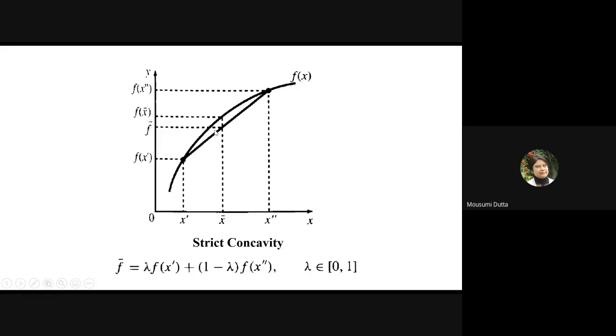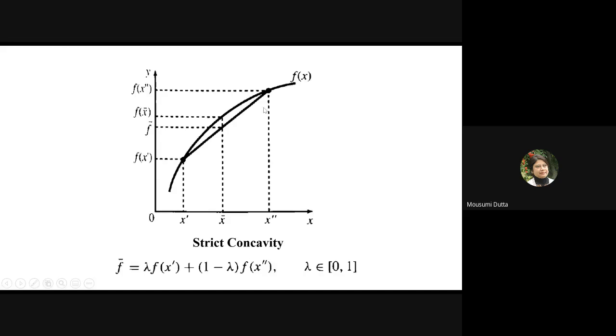Okay, and this is f bar basically. That is, if I consider the convex combination of these 2 points, actually I am here. If I consider the convex combination, I am here. Okay, so this is typical x bar. This is the f corresponding to x bar.